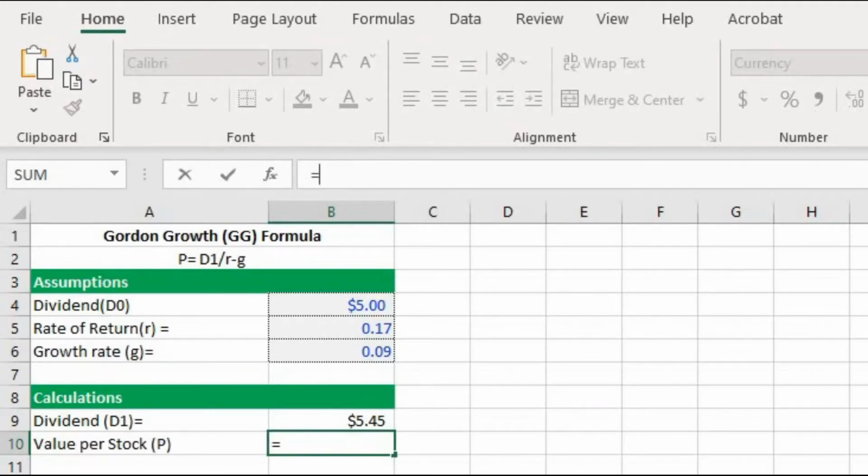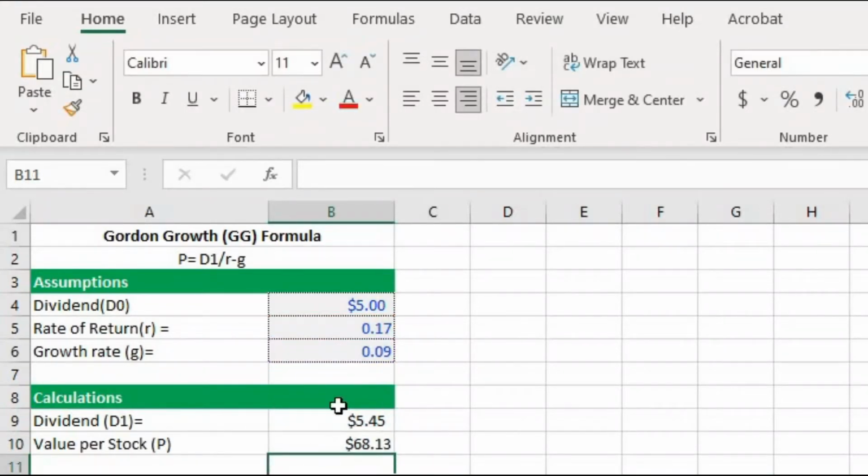Now that we have the value for D1, we can already calculate the value per share using the Gordon Growth formula. We start by inputting an equal sign, followed by clicking the cell B9, and then a slash or the division sign, parenthesis, click the rate of return or the discount rate, B5, minus B6 or the growth rate, close parenthesis, then press enter. So our value per stock or value per share is equal to $68.13.